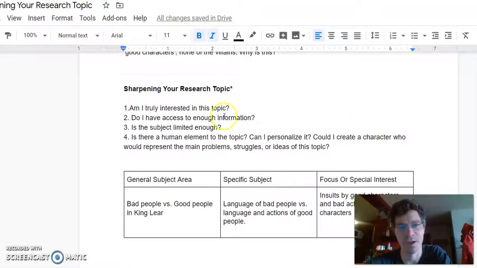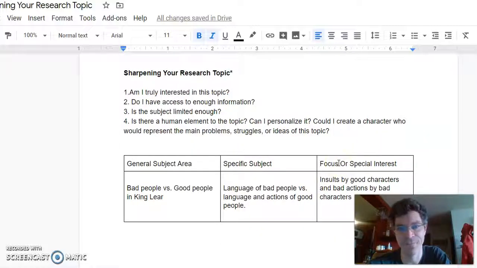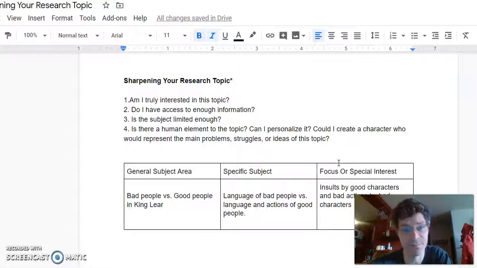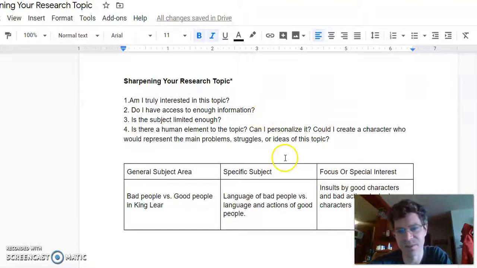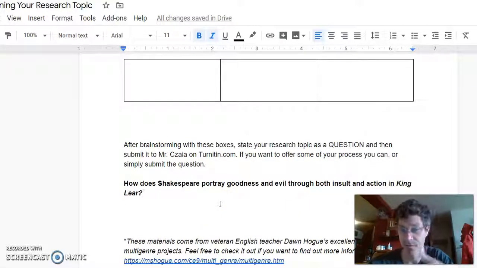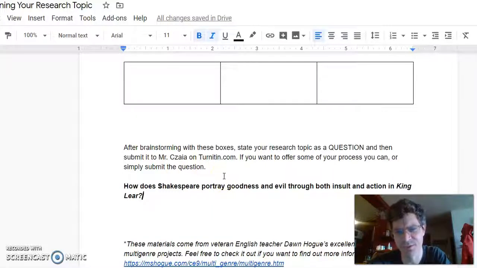Okay, so am I truly interested in this topic? Check. Yes, absolutely, I am. Do I have access to enough information? Yeah, I already found 3 sources that all address this issue: the British Library article, the PBS video, and then the folio. So yeah, I've got access. Is the subject limited up? This might be the one where I might have to zoom this in a little more, which you will get to do through conversation with me. But I think I'm getting to it, right? Maybe I'm going to focus more on insults or more on actions. But right now, I kind of want to study a couple of things, so I think I've got to start here.